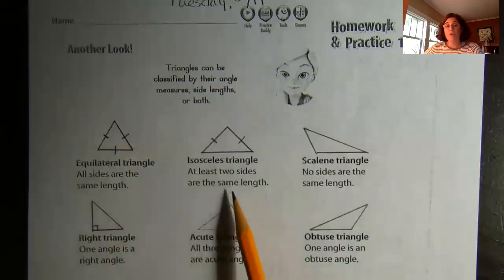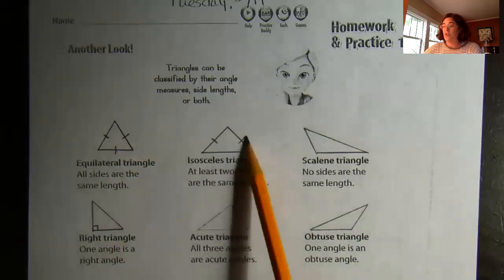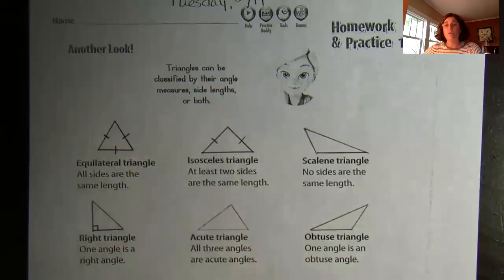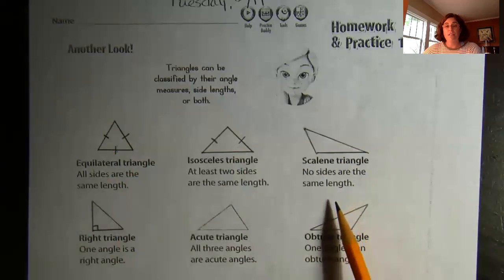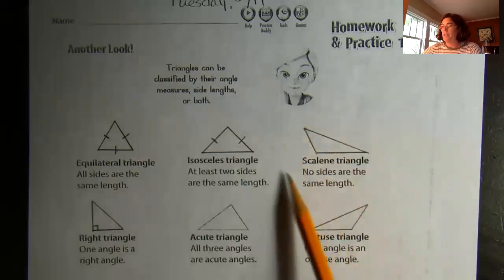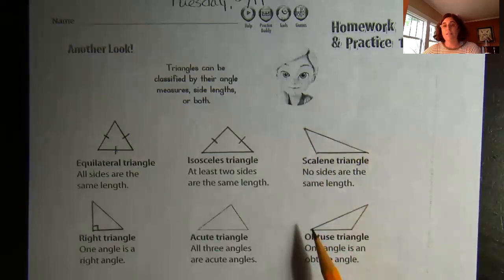The second kind of triangle is an isosceles triangle. In an isosceles triangle, at least two sides are the same length. And again, we see that same hatch across the lines that are equal in length. Now we see a scalene triangle. That's the third kind that we're going to learn about this week, scalene triangle, where none of the sides are the same length. And you'll notice there are no hatch marks on any of those lines.